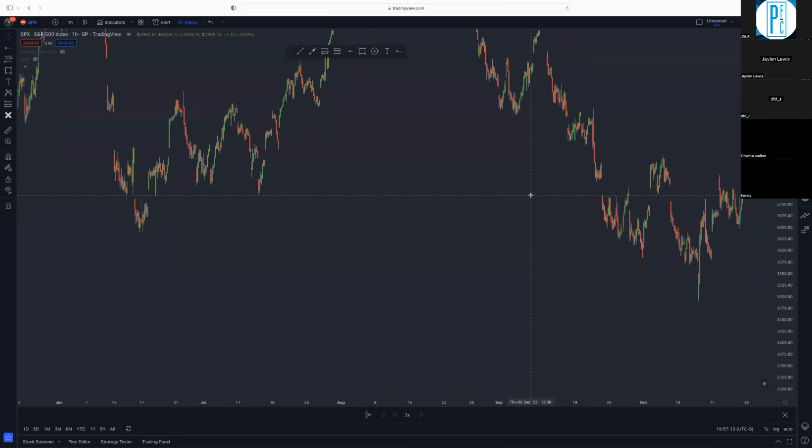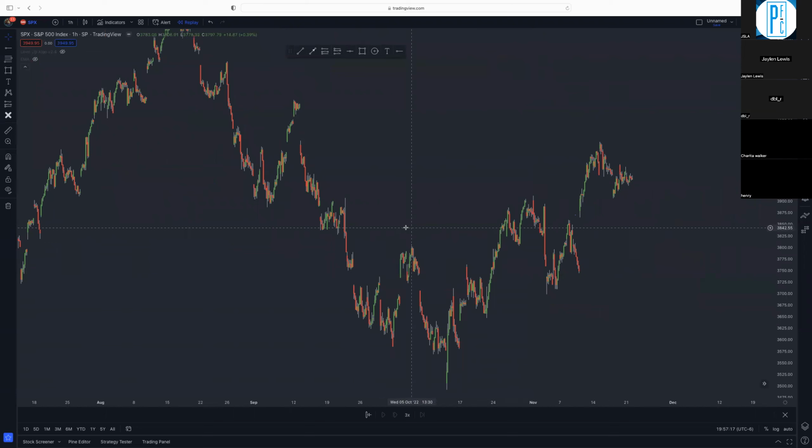I use it with mainly just XPX. Now I will say the market has been choppy as hell, so just keep that in mind. The market's been choppy as hell, so it's been hard to get any direction, but just keep that in mind. So yeah, that's that.